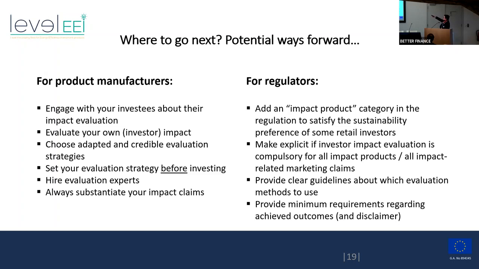There is a very important question. Do we consider investor impact evaluation to be compulsory for every type of impact product? Do we consider, like it was proposed in the consultation paper by the FCA, that it should be part of any impact product? That's a cornerstone that cannot be avoided. That's a discussion. And if we do so, how to measure impacts? What are the acceptable methods?